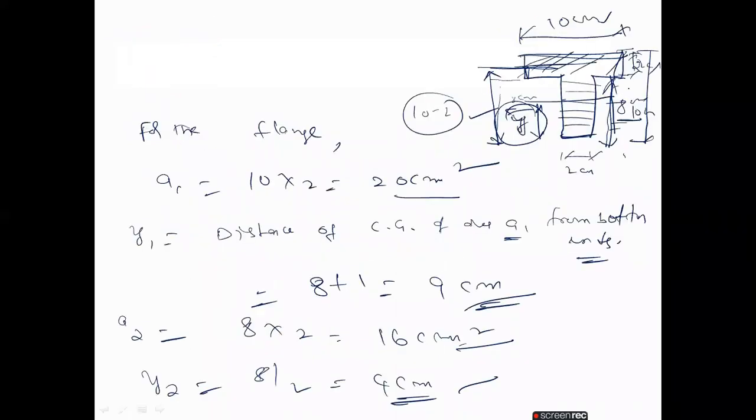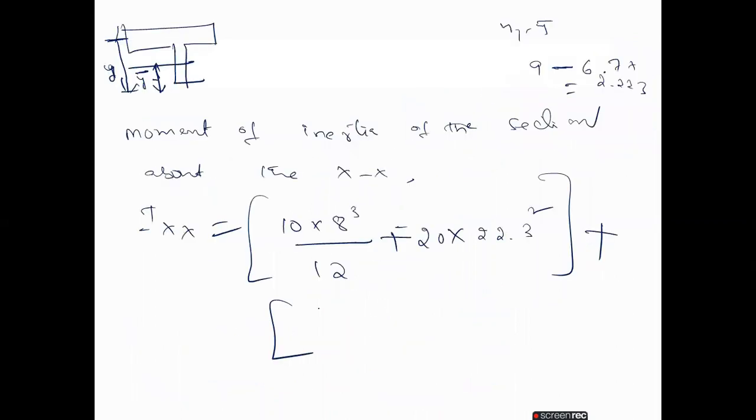Plus again, if I take the second one for this case, about the web, b is 2, d is 8, cube by 12, plus A2 is 16. Again same like this, you have to remove 8 minus 6.777. Okay, sorry, 1 second.